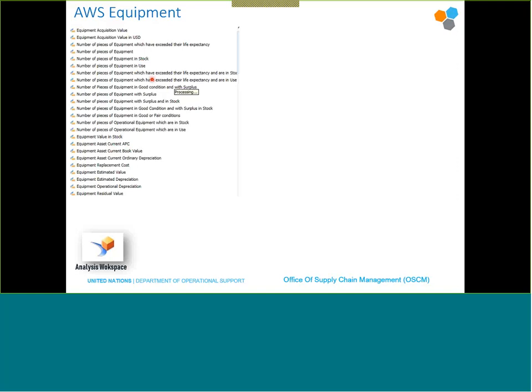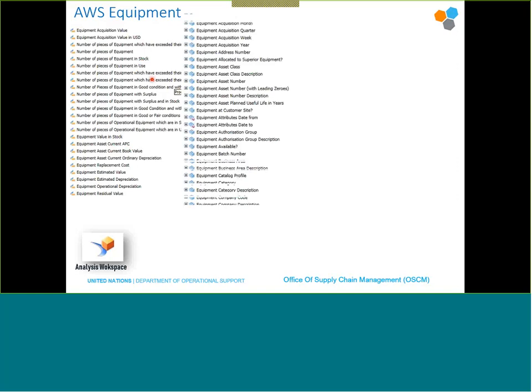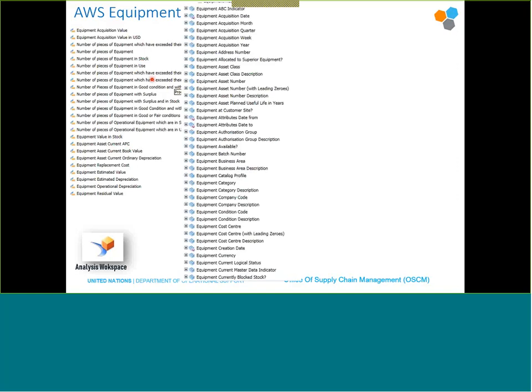So you have plenty of options in terms of measures, but what this report really gives you a lot of perspective on is the categories and characteristics that you can put inside of this report. We're talking about equipment, the ABC indicator for the stock, the company, the catalog profile, the business area. Even if this equipment has a batch number, you will be able to drag and drop that information.